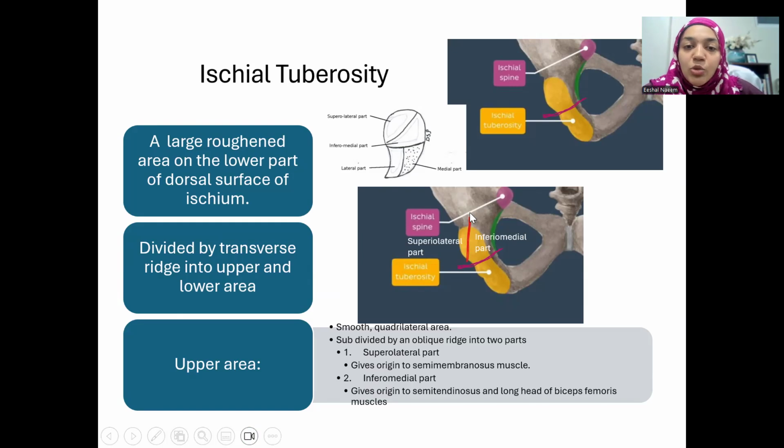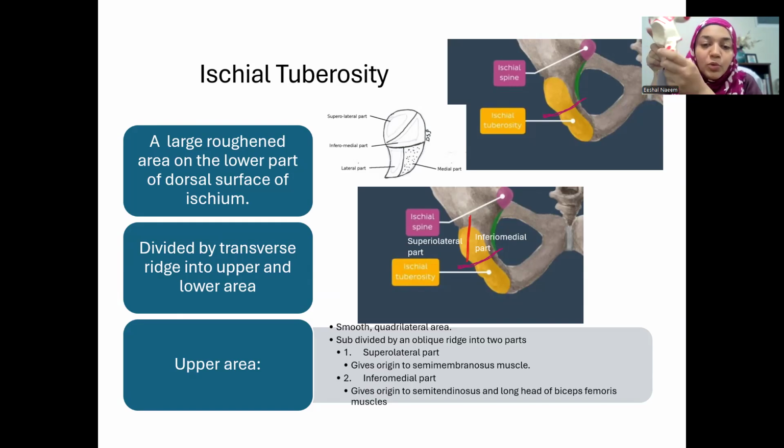The upper part has a superior lateral part and an inferior medial part, because I take a line and draw it diagonally on the ischial tuberosity. This is the superior lateral part, upper and lateral, and this is the inferior medial part. So this is my ischial tuberosity. I divide it into two parts: the lower triangular part, and the upper part, which has a superior lateral part and an inferior medial part.